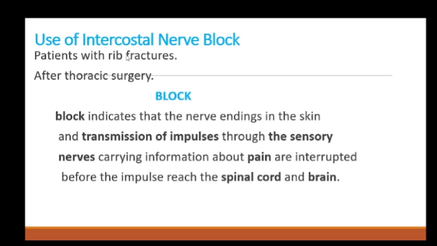Use of intercostal nerve block: patients with rib fractures, and in surgery, intercostal nerve block is used after thoracic surgery. The word block indicates that the nerve endings in the skin and transmission of impulses through the sensory nerves carrying information about pain are interrupted or blocked before the impulses reach the spinal cord and brain.